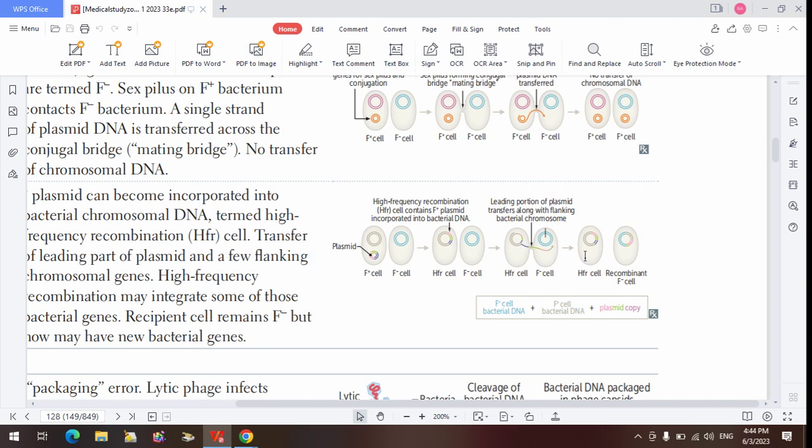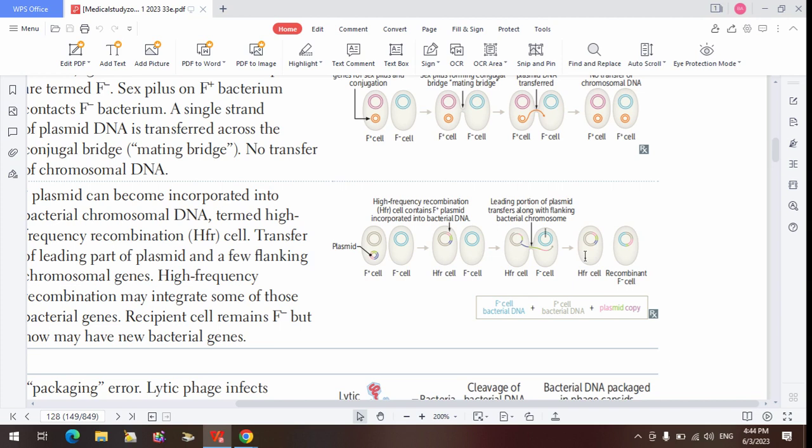Now, why the cell is doing that is to be able to transmit part of its own chromosomal DNA to the other cell, which is F negative. Now, what will happen? Because it has incorporated the plasmid into that chromosomal DNA, the plasmid portion will be able to synthesize the mating bridge. So they have a mating bridge established. Now, the plasmid will bring out a section of itself, not the entire section, because it has already recombined. It has integrated with the chromosomal DNA. So it's only the leading portion that will come out. The remaining portion will still stay within that HFR cell.